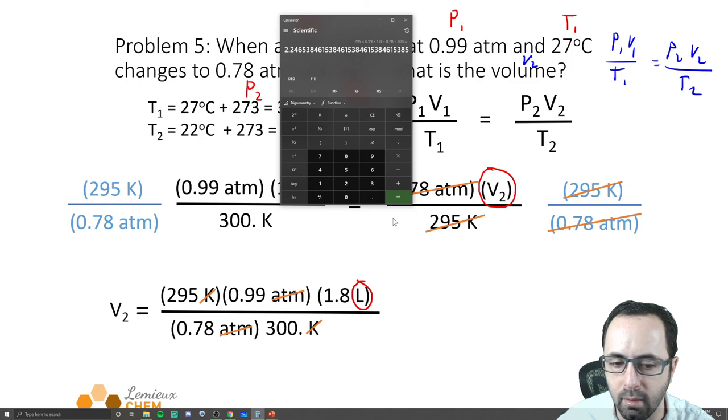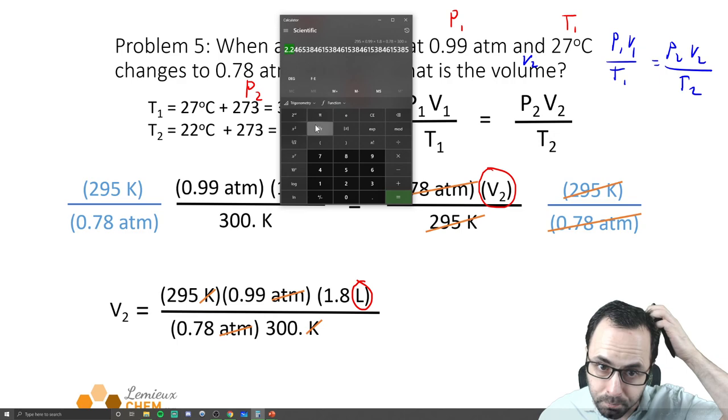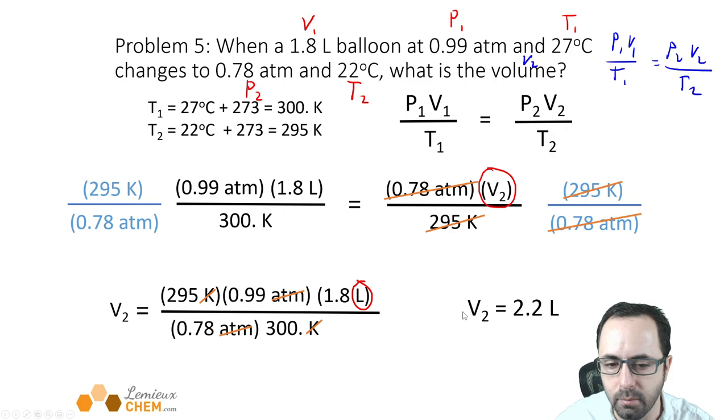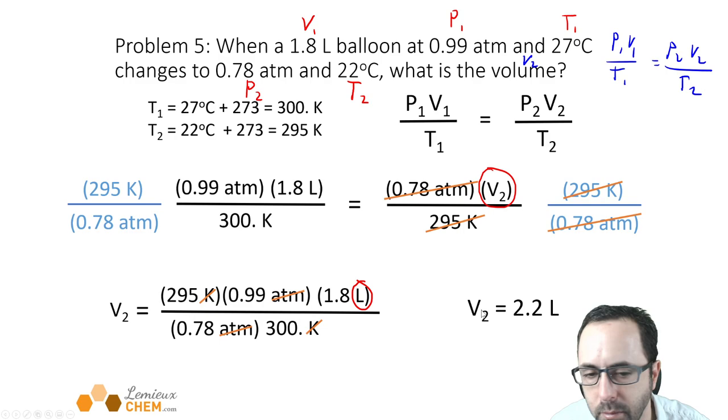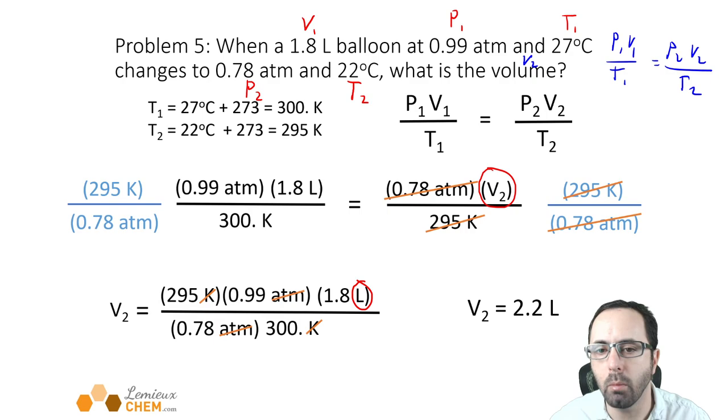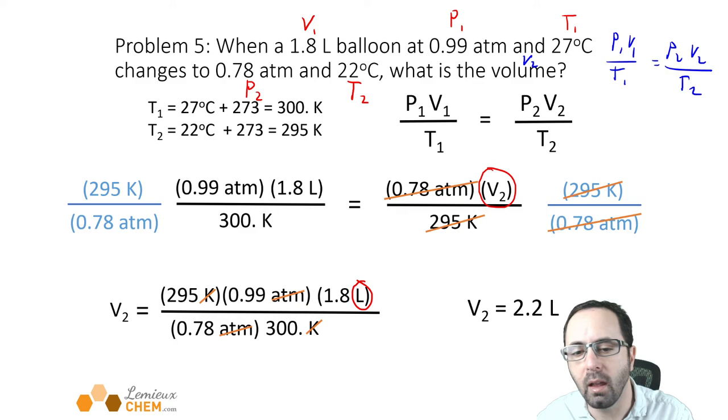Now we're going to do this with two sig figs, so it's going to be 2.2, and the unit will be liters. So the volume two is 2.2 liters. And that's the way you do combined gas law problems. So what we've done in this section is we've done a kind of problem where we have an initial pressure, volume, and/or temperature, and then it changes, and we calculate a new pressure, volume, and/or temperature.